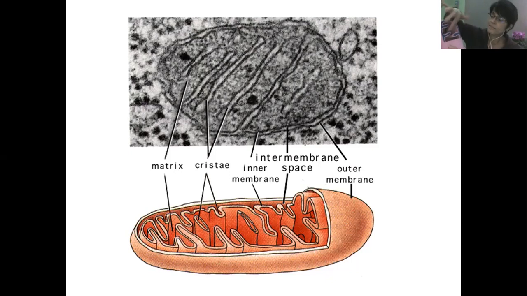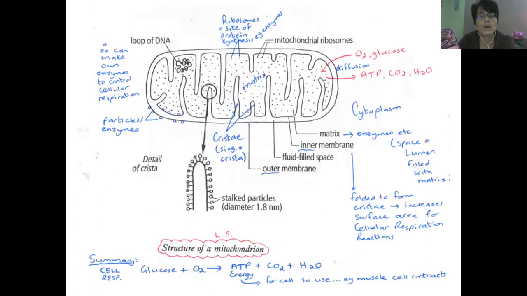So the matrix fills the lumen space, and in that lumen space will be the DNA, and imagine little beads in here. Those would be the ribosomes, and that's where protein synthesis to make the enzymes would occur. All right, so here's my diagram. Normally I give you this diagram and then we add labels in class.